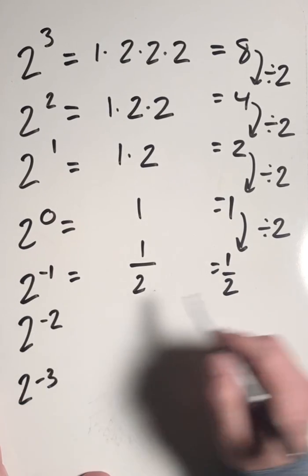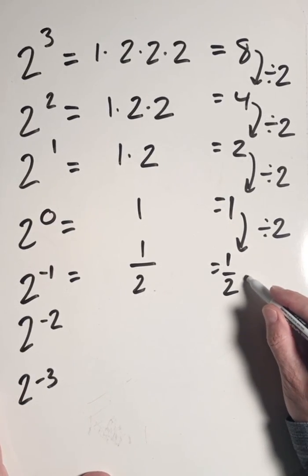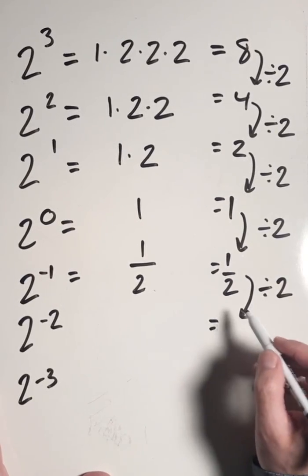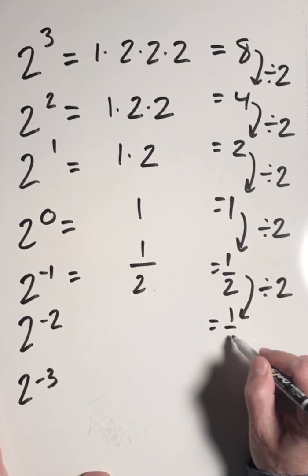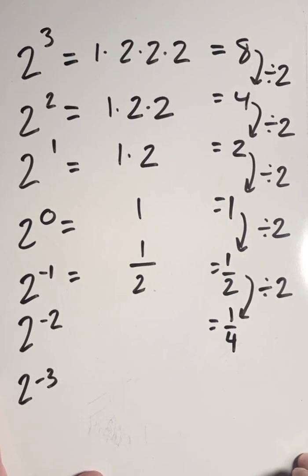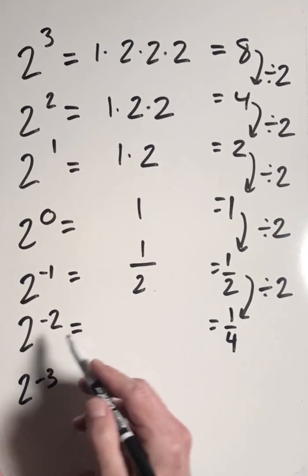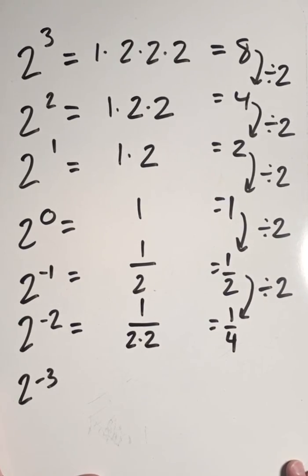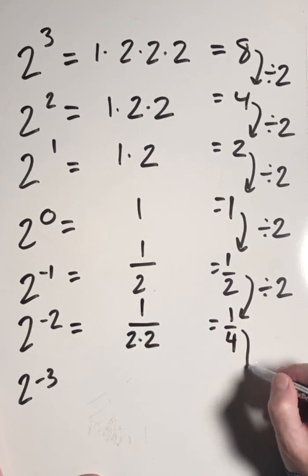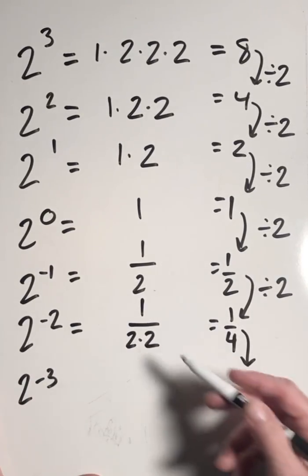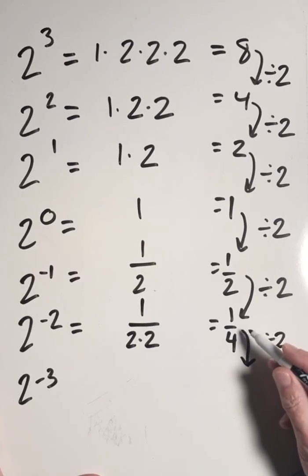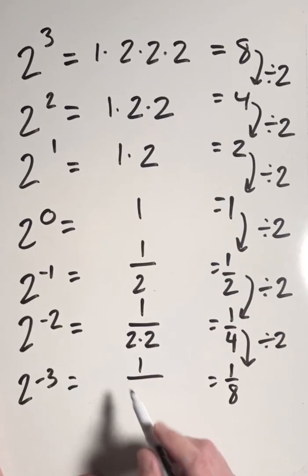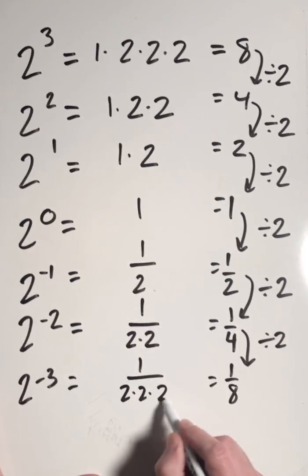Likewise, to get from 2 to the negative 1 power, or 1/2, down to 2 to the negative 2, we would be dividing by 2 again. Well, 1/2 divided by 2 is going to be 1/4. So 2 to the negative 2 power is 1 over 2 times 2. Same logic when we go from 2 to the negative 2 down to 2 to the negative 3. We're going to take 1/4 and divide by 2. That's going to equal 1/8, which makes sense because now we have 3 factors of 2 in the denominator.